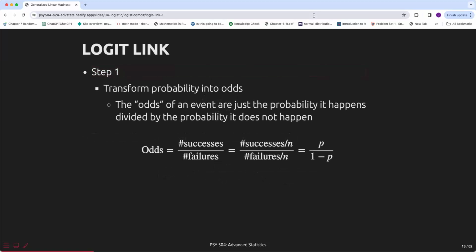So what I wanted to do is walk through the steps so we can conceptually see this logit link function in practice. We're going to start off with a probability. So this is the probability that y equals 1. And we're going to transform that into odds. And odds is basically just the probability of something happening divided by the probability of something not happening.